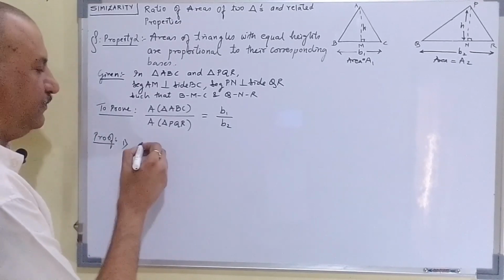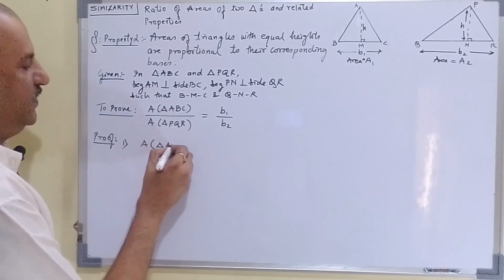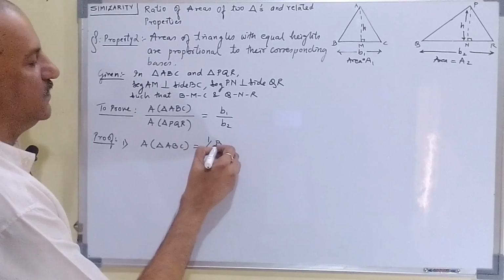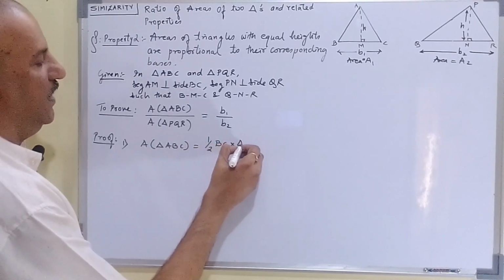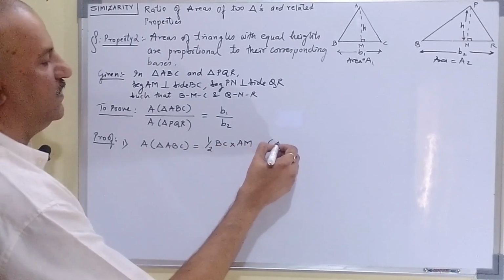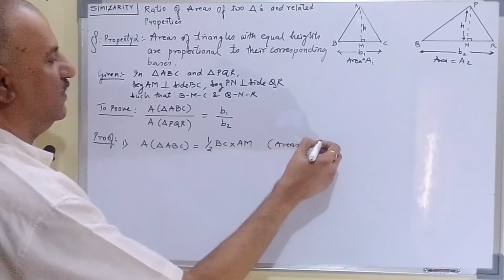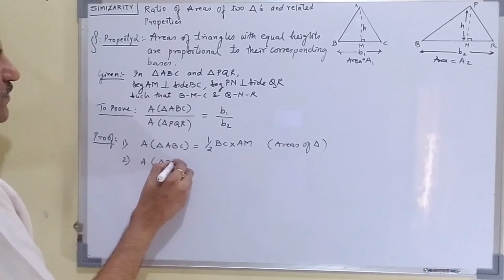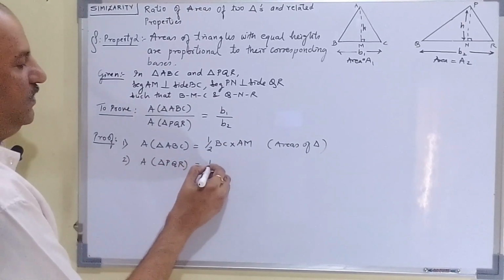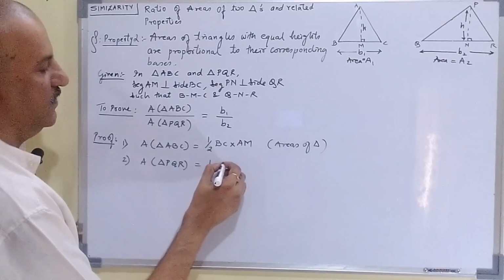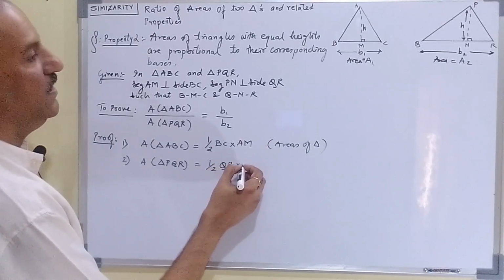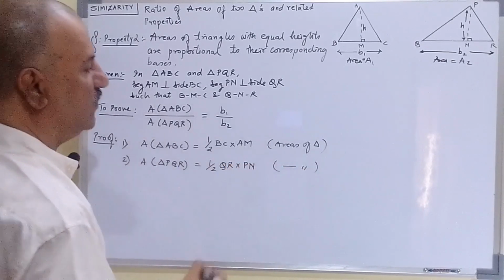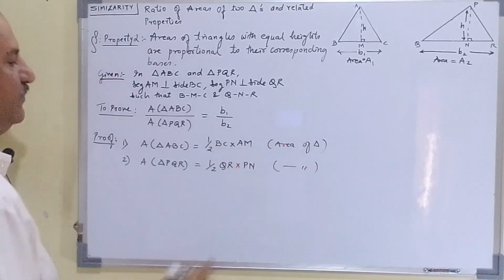First, area of triangle ABC equal to half base into height AM. You know very well it is the area of a triangle formula. Second, area of triangle PQR equal to half, what is base? QR into height PN. Again, same reason, area of a triangle.